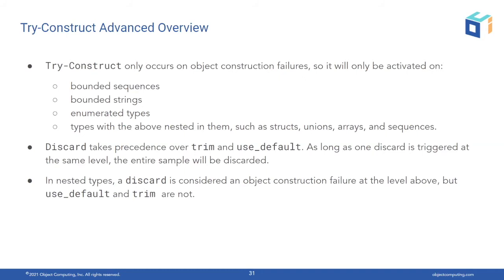Discard takes precedence over trim and use default. So if a discard occurs at the same level as a trim and use default, those will essentially be replaced with the discard. And then similarly, but not the same, if a discard happens at a lower level, it will, at the next level up, be seen as an object construction failure and can be recovered with a use default, whereas use default and trim are seen as normal or accepted samples, and so those will not be seen as an object construction failure at the level above.